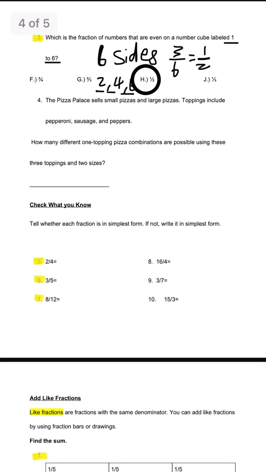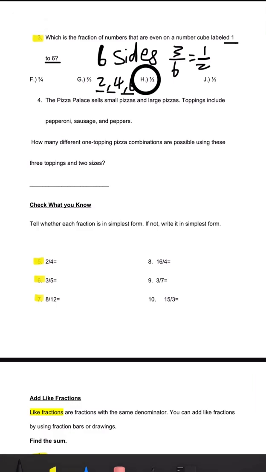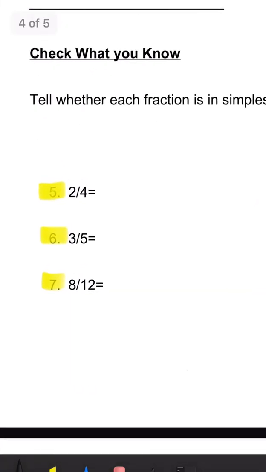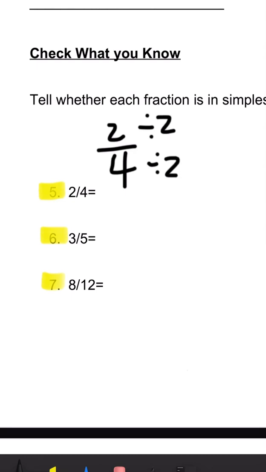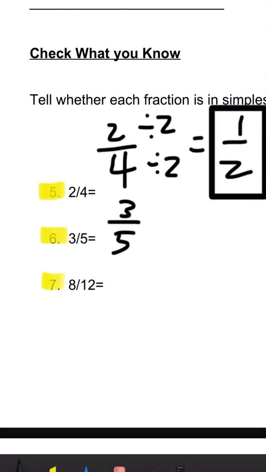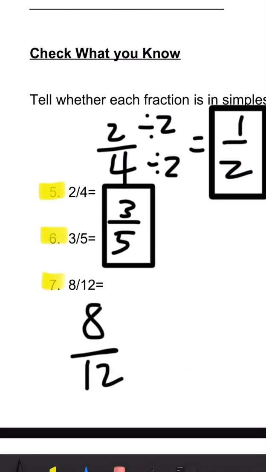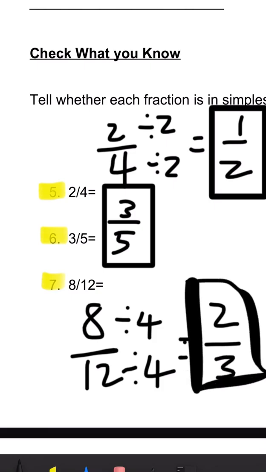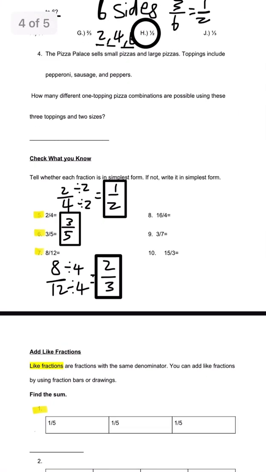Next, we're doing check what you know. Tell whether each fraction is in simplest form. If not, write it in simplest form. So this should be pretty easy. We've gone over this in the past. So 2/4, we'll be dividing by 2 on top and bottom to get us to 1/2 as our new simplified fraction. Number 6, 3/5. You can't simplify this any further, so we'll just leave it as is. Next, we have 8 over 12. You can divide top and bottom by 4, and by doing that, we get 2 over 3. So 2/3 is our new fraction.